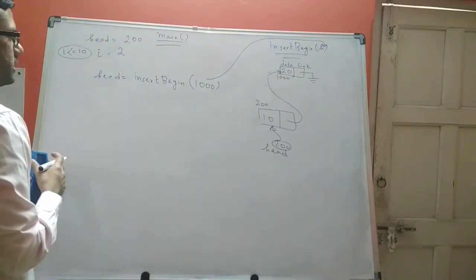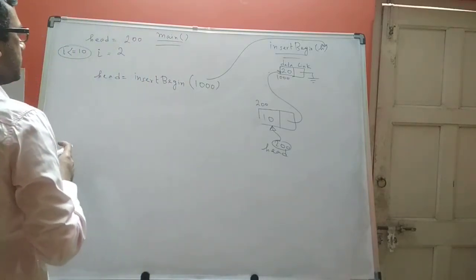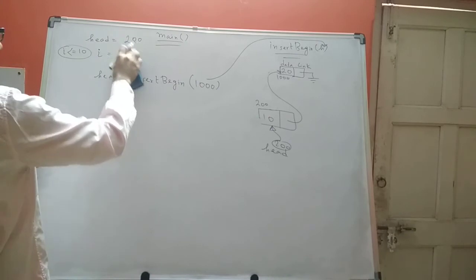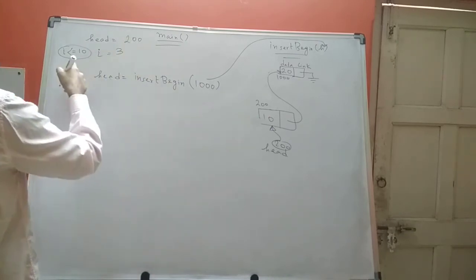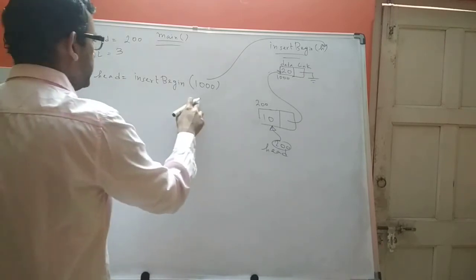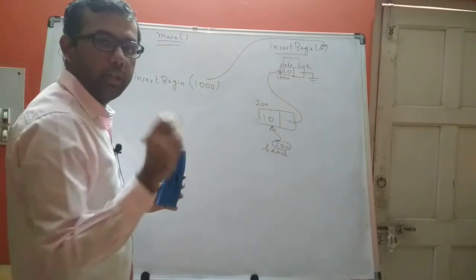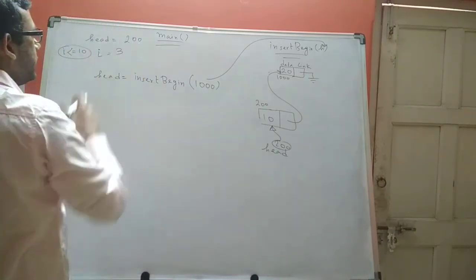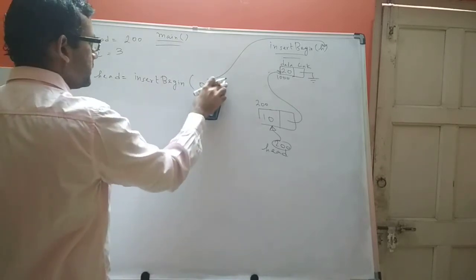Let's take one more iteration. Now, I becomes 3. The condition is satisfied, so you come inside the loop. And you again call the function by passing the argument of head itself. So what is the current value of head? The current value of head is 200.